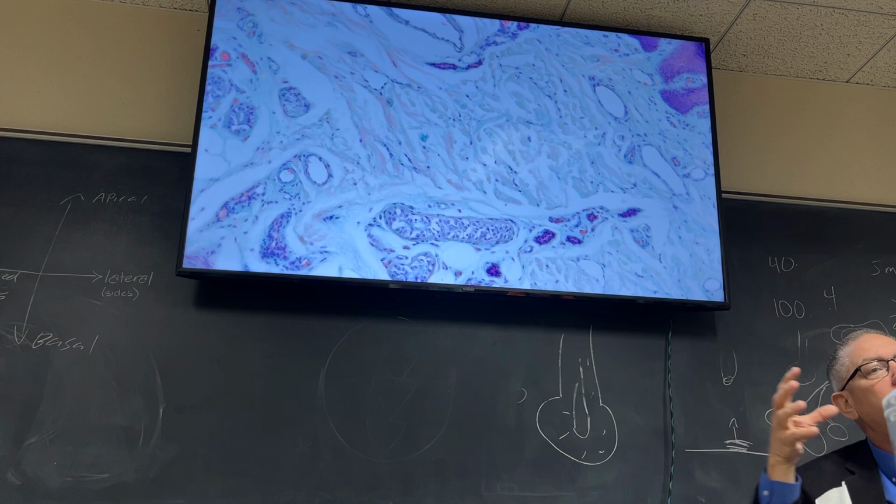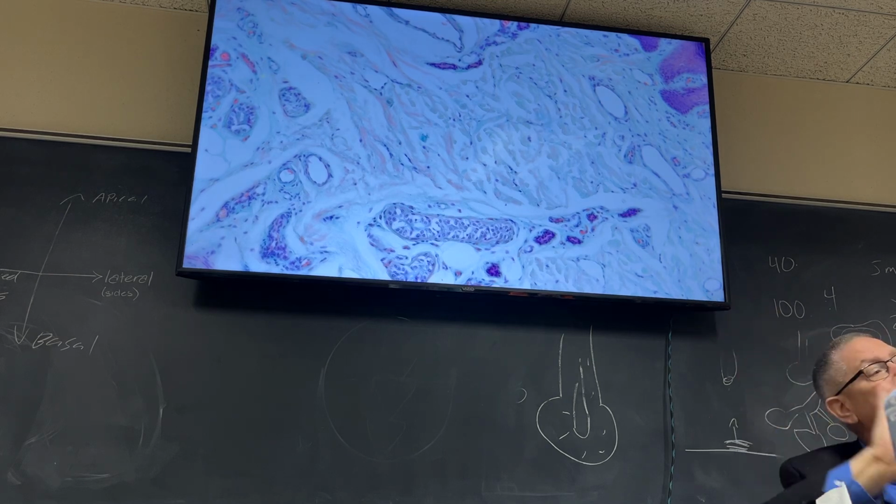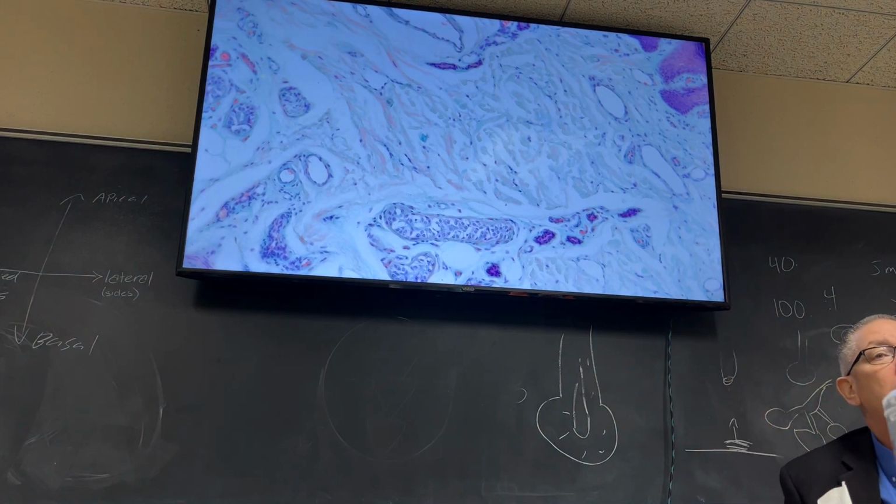It's not in big bundles, it's kind of dispersed. And notice it goes in all different directions, right? That's why it's irregularly arranged dense connective tissue. Right?